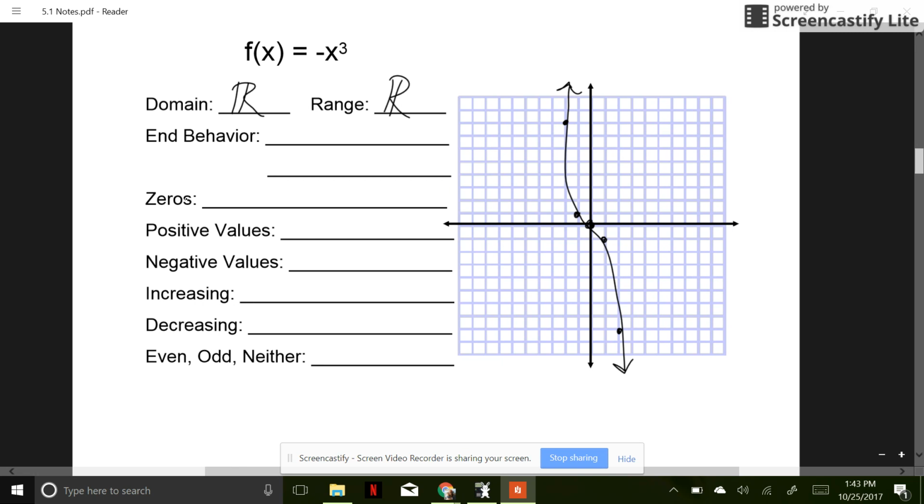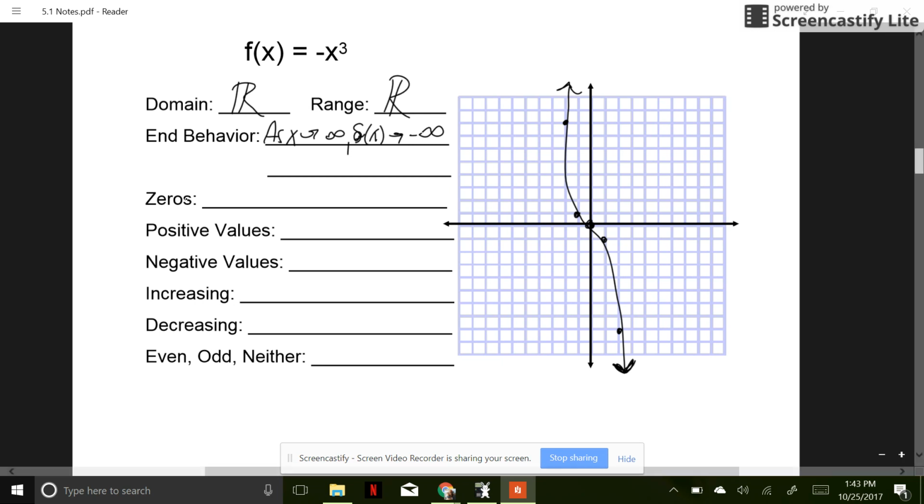And behavior, we look as x goes to positive infinity. So as we look to the right side of our graph, what does f of x do? So as x goes to infinity, as we move to the right, what are the y values doing? They're going down. So f of x goes to -infinity.